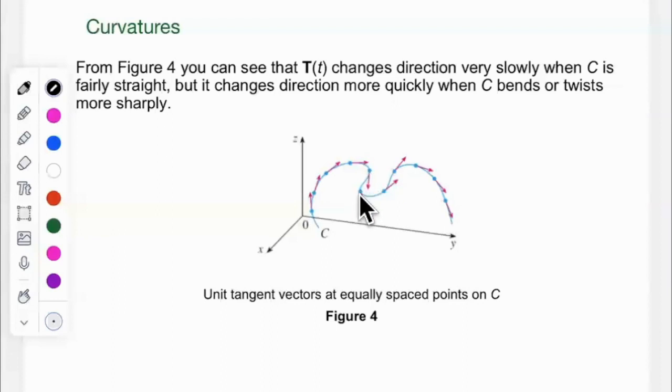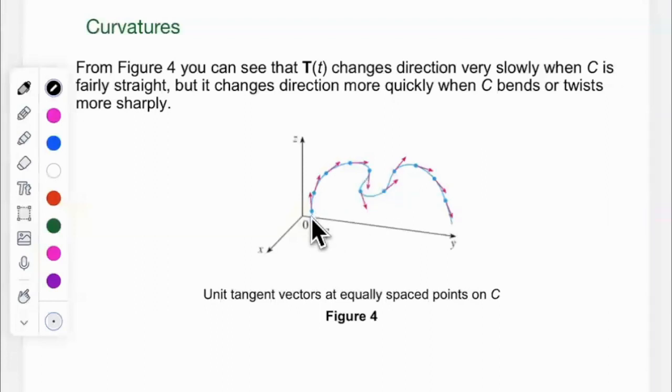Now, when it changes direction more quickly, for example, from here to here, the direction here changes more quickly. And you can see that the curve C bends or twists more sharply, right? Do you see that? It bends and twists more sharply. The tangent vector changes direction more quickly when the curve bends or twists more sharply.